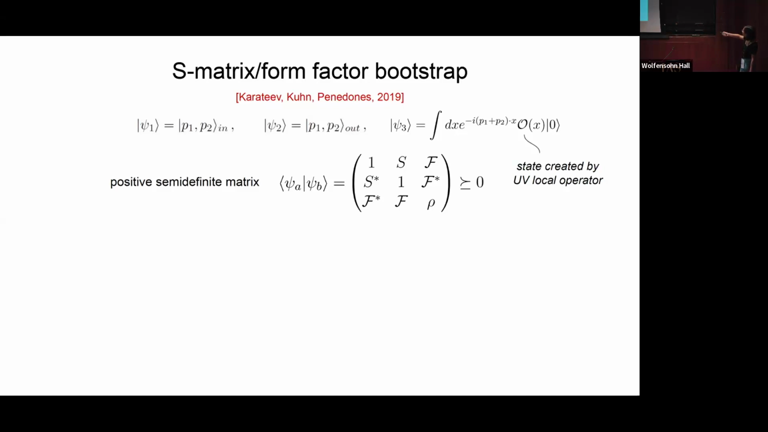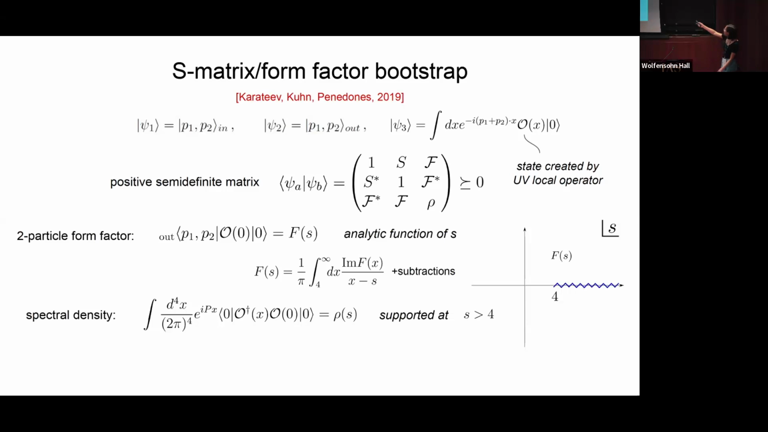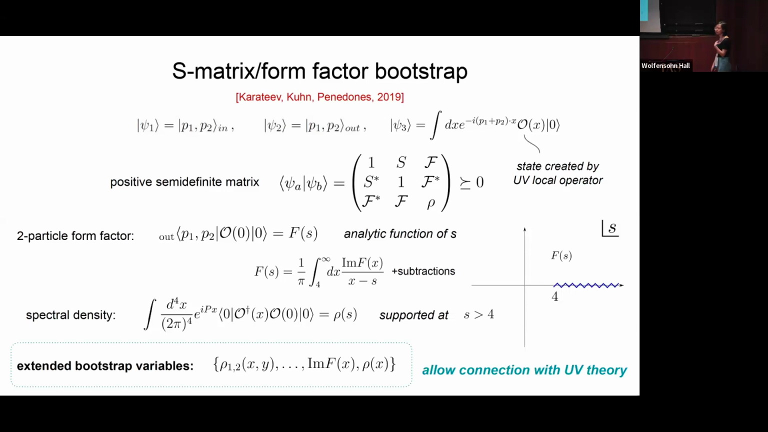But now we have two additional functions. The first one is the 2-particle form factor, which is an analytic function in S with a cut from 4 to infinity. And we can non-perturbatively parameterize it using the imaginary part across the cut. And the second one is the spectral density of the 2-point Wightman function for the local operator, which has support at S larger than 4. So by including these two additional functions, we have extended the bootstrap variables. And the important point is that now we are able to connect with the UV theory.